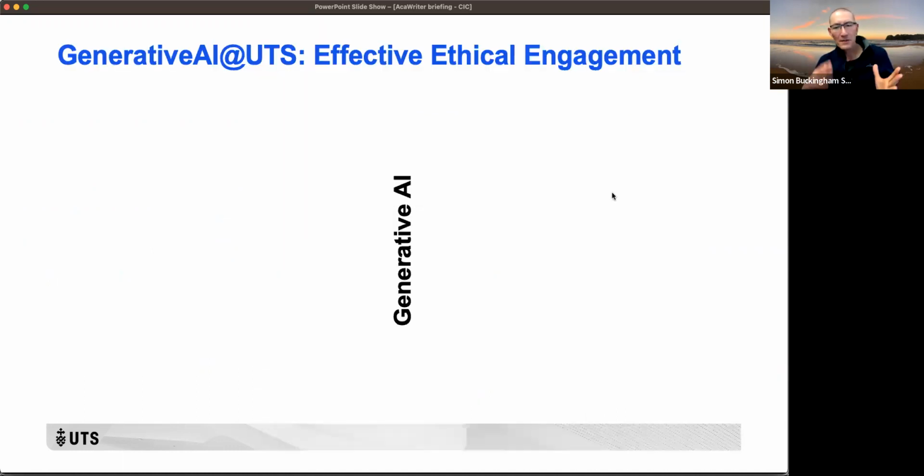So we're now in a situation where we've got AI able to assist with the writing and drafting. AI is able to assist with giving feedback, and we've got AcaWriter as well. So we may be looking at a situation of AcaWriter and ChatGPT being used together. The challenge for us as a university is to help students use this in what we're calling an effective, ethical way.